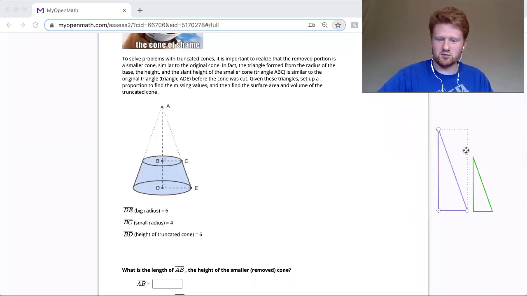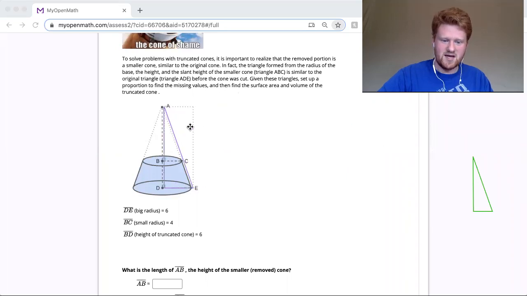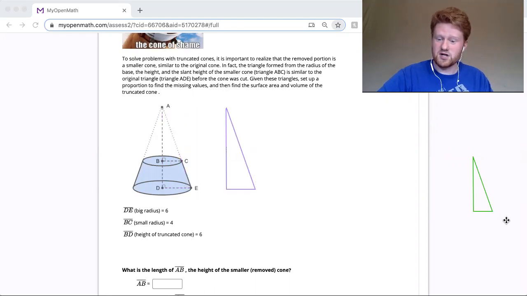This purple triangle right here is the triangle formed between the center of the larger circle, a point on the outside of that circle, so DE is then a radius, and then the vertex of the cone. I'm going to scoot it over here. This green triangle is formed with the same pieces of the smaller cone. So the bottom of the triangle makes up that radius, and then we have the height of that smaller cone, and then that slant height, B, C, and A. So I'm going to scoot that over here.